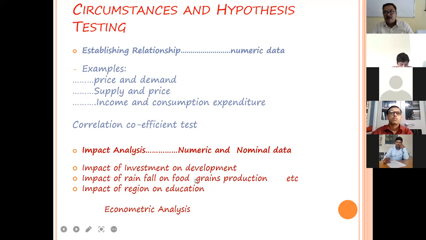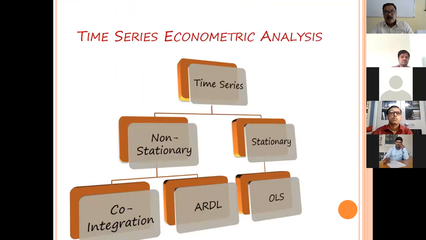impact of rainfall on food grains production, impact of region on education, and many econometric tools that we can use to analyze the impact of one variable on another variable, and of multiple variables on the other variables. So these are the impact analyses, and there are plenty of them. And most of the previous examples, whatever I have given, are meant for cross-section data.